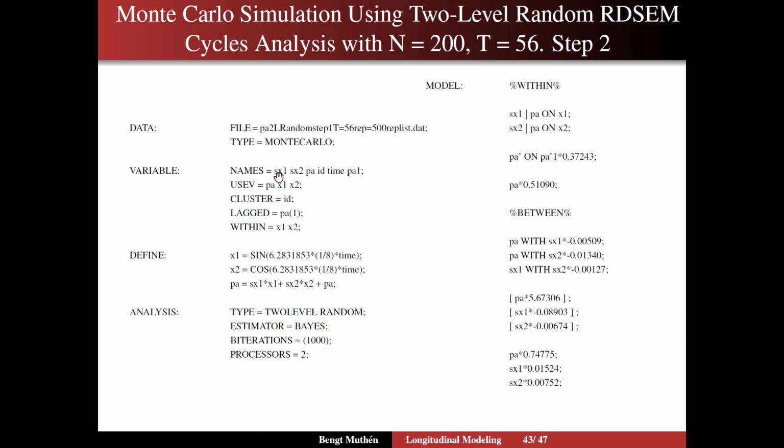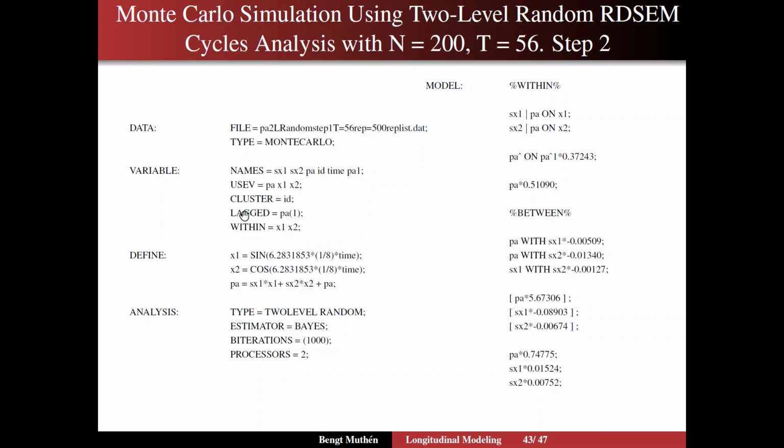So the names list now, the order of the variables is presented at the bottom of the step 1 run. So you have the SX1 and SX2 variables. So these are variables now, varying on the between level. And you have the PA variable, and more importantly, you have the time variable here. A time variable gets saved from step 1, ranging from 1, 2, and up. So then you have, as use variables, PA, X1, and X2.